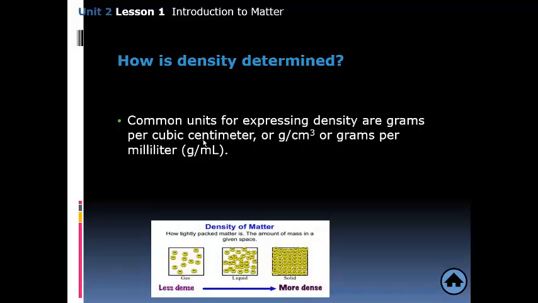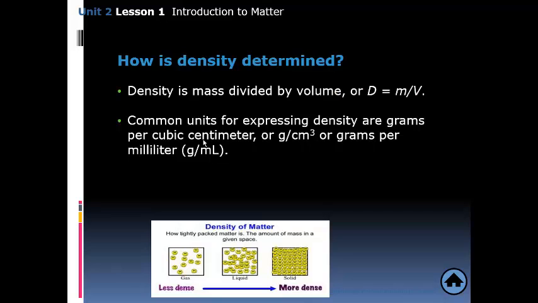How is density determined? Common units for expressing density are grams per cubic centimeter, or g/cm³, or you'll also see grams per milliliter, or g/mL. The equation for density is D equals M over V. So you're going to divide mass by volume, and that will find your density. Density equals mass divided by volume. Take your mass number, divide it by your volume number.